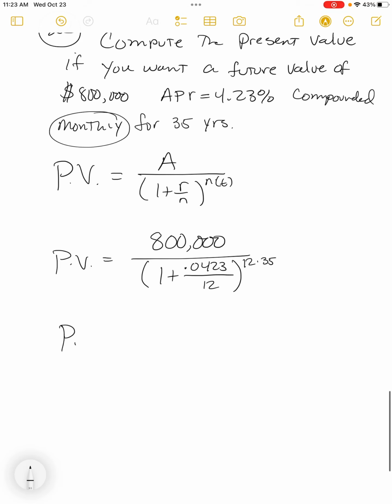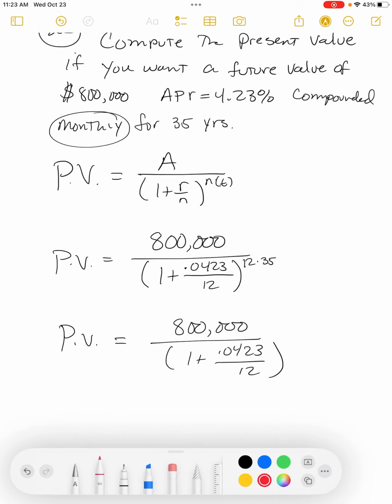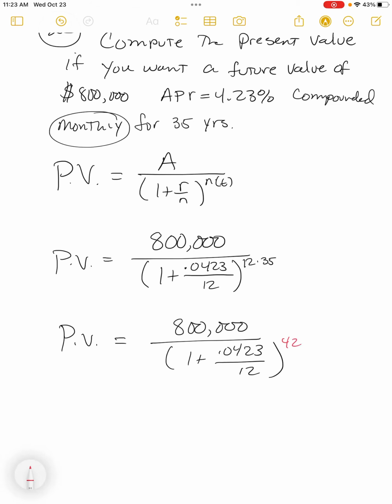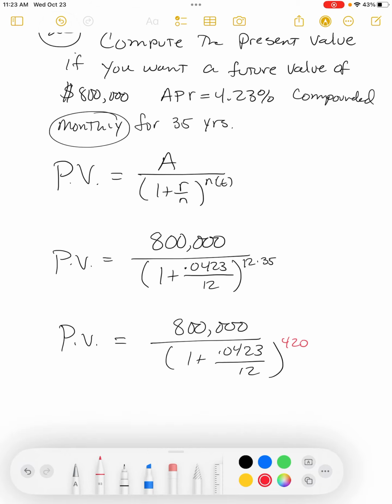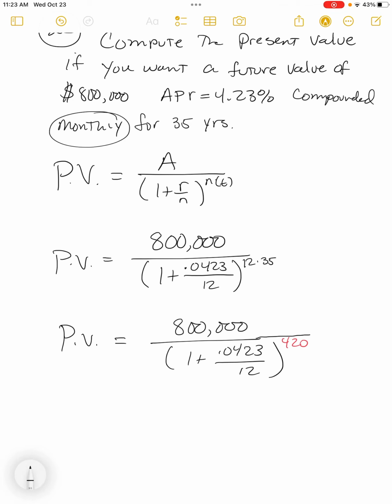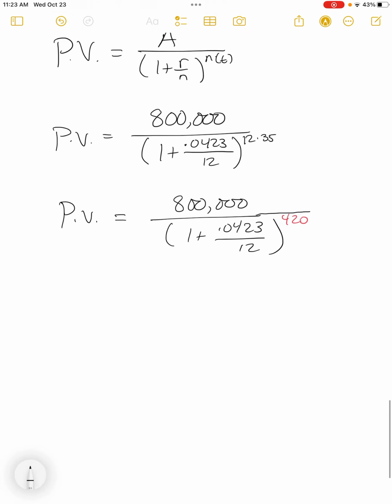Present value is 800,000 divided by 1 plus 0.0423 divided by 12. None of that's changed. I'll highlight what's changing, the 12 times 35. That's what I'm going to figure out. 12 times 35 is 420. So just to highlight in red, I also wanted to make sure you see this is extended, like everything's under that bracket. So let's be careful about how we plug this into our calculator.